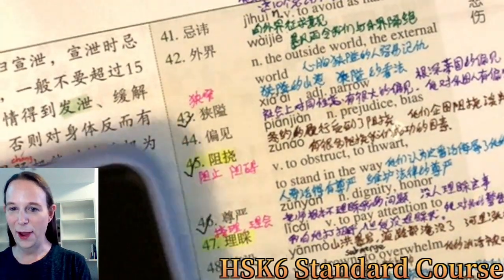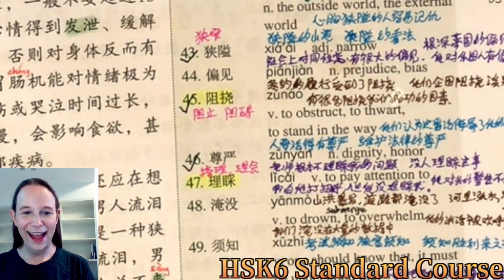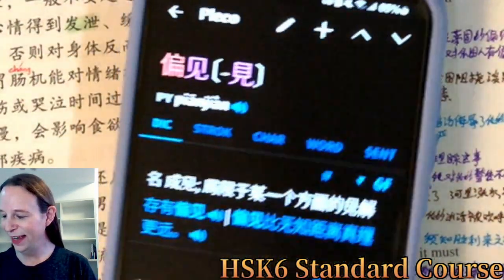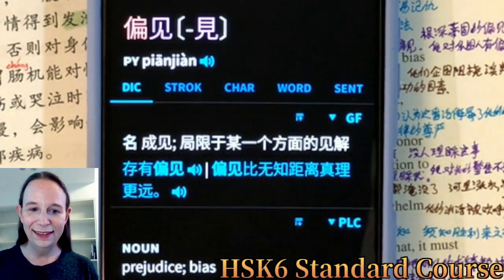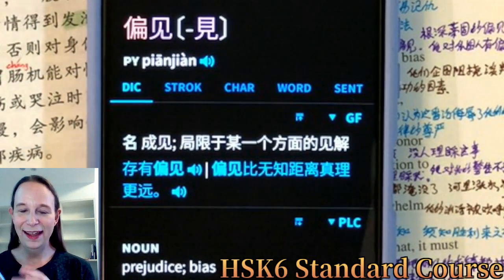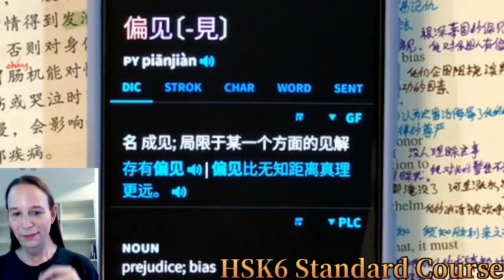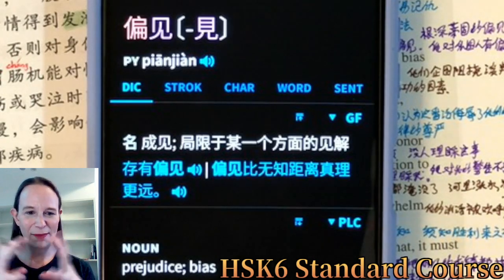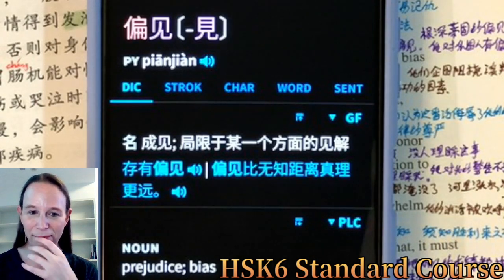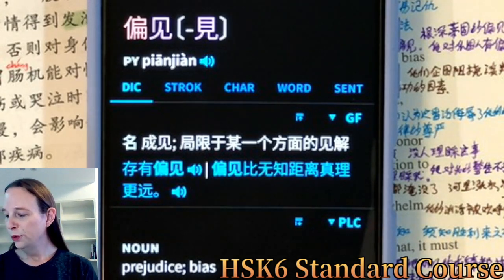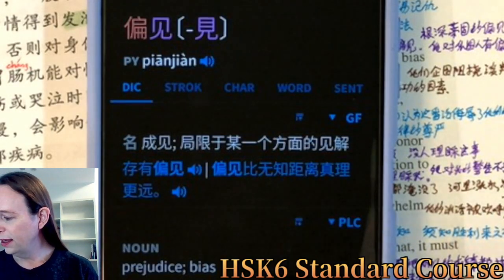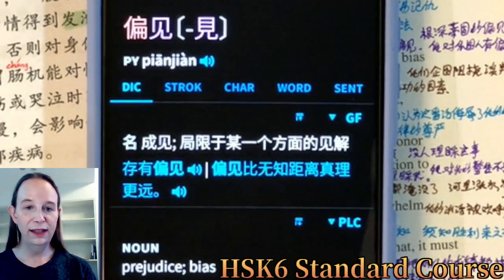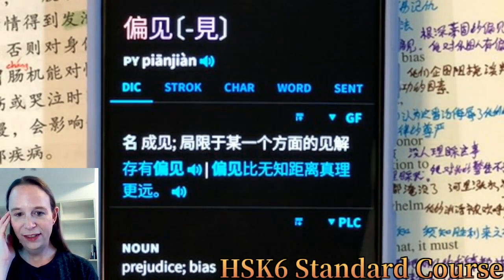偏见. So how did we get onto that? I have been known to go on a tangent. So this is one example of how you might end up with a prejudice, because you just have more familiarity with groups you belong to by definition, right? 存有偏见，偏见比无知距离真理更远呢。Yeah, we saw this one before.